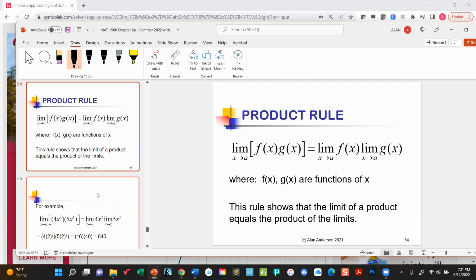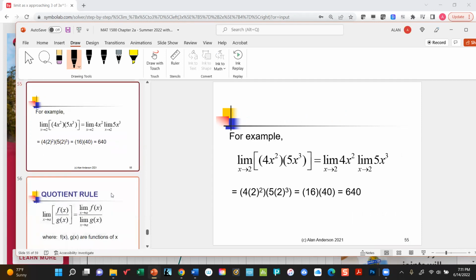Okay, so here's an example. The way I wrote it out, it should be clear. The limit as x approaches 2 of 4x squared times 5x cubed could be rewritten as the limit of 4x squared times the limit of 5x cubed. In both cases, of course, x is approaching 2. And then once again, we just plug in the 2 for the x, and we solve, and we end up with 640. Of course, we could go to Symbolab if we wanted to and confirm this, but this is correct.